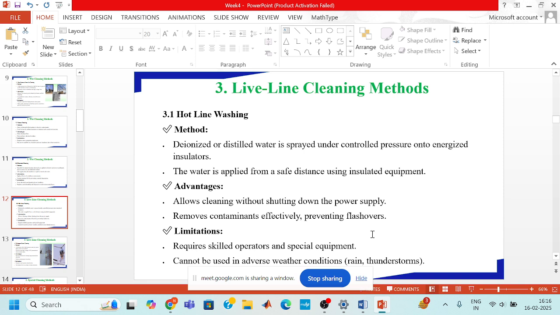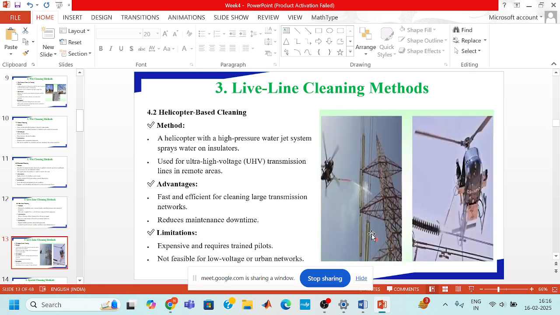But it requires skilled operators and special equipment, and it cannot be used in adverse weather conditions like rain or thunderstorms. There we cannot use the hot line washing method.